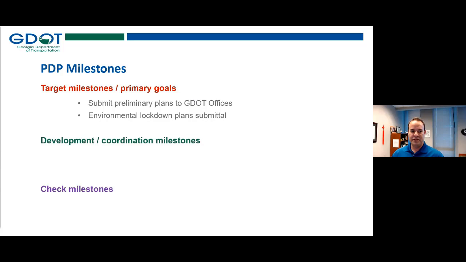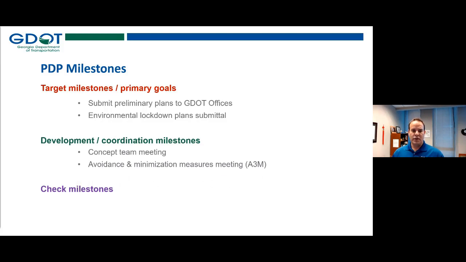So the two main ones that we're concerned with are the submit preliminary plans to GDOT offices, and in this case, we are specifically talking about to environmental services to begin tech studies, and then the environmental lockdown plan submittal. So, really you could consider these in some sense to be the draft version at preliminary plans and the final version at lockdown. But as Chris mentioned, really our goal is to have the final equal to preliminary. In other words, the lockdown Section 20 plans are the same as the preliminary plans.